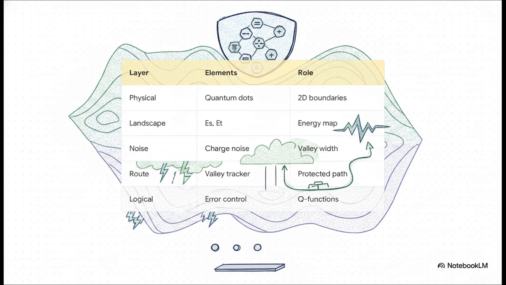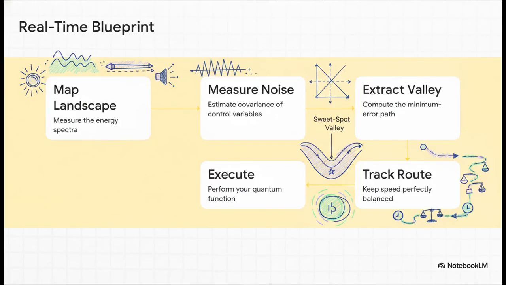Then comes the noise layer. You can think of this like the weather. It basically determines how wide or narrow our safe valley is on any given day. On top of that is the route layer, where our valley tracker actively pilots the qubit. And finally, sitting all the way at the top is the logical layer, where we actually pull off our error-tolerant quantum computing and sensing. So if you were the one operating this revolutionary machine, here is your real-time 5-step blueprint.